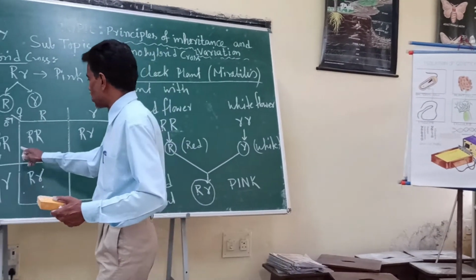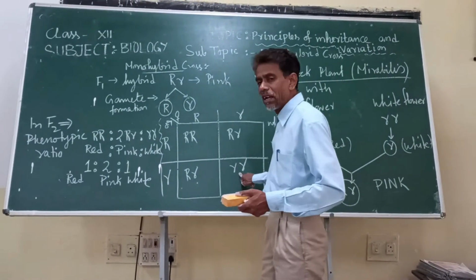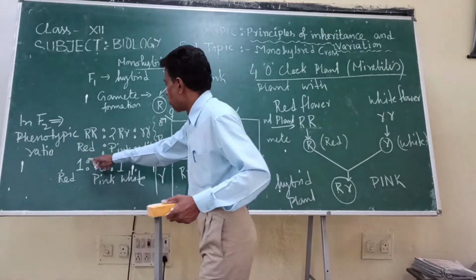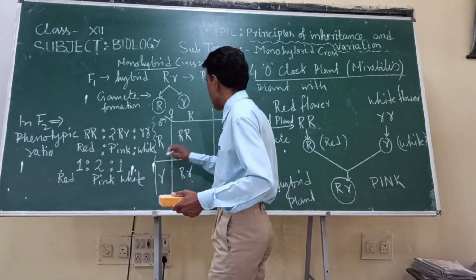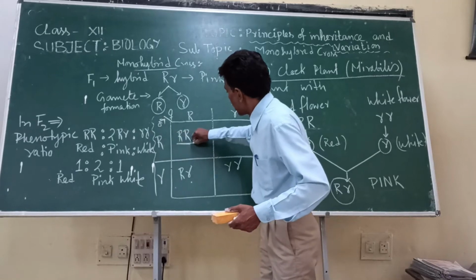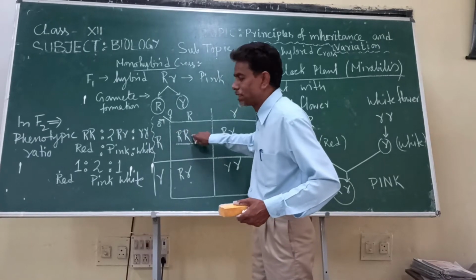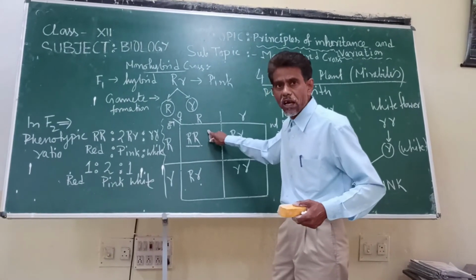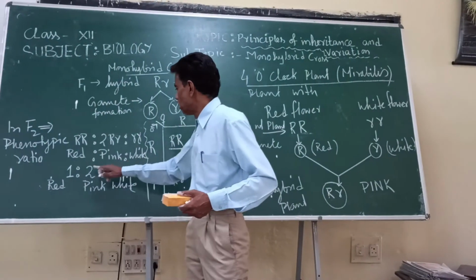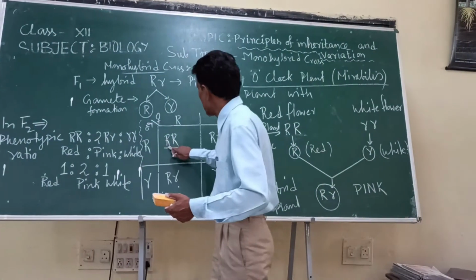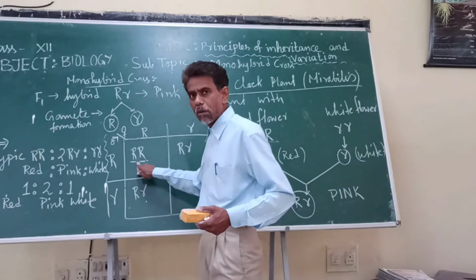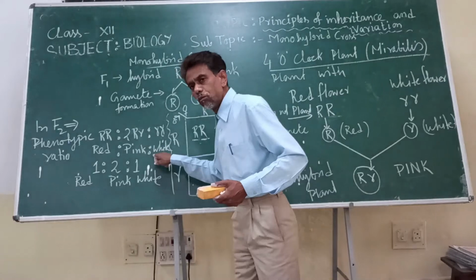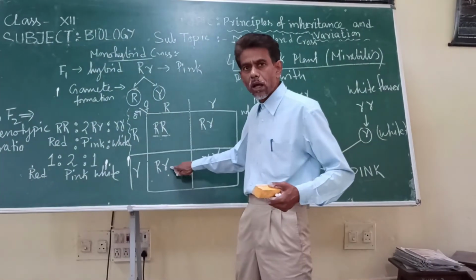But in the F2 generation, again red and white recover. Why? Because here the ratio is one red, two pink and one white. Because here both allelic genes are capital R, capital R. No other genes are there. That is why it is producing red. These two genes both are responsible for production of red color. Here again these two are pink. Why? Because they have capital R, small r.